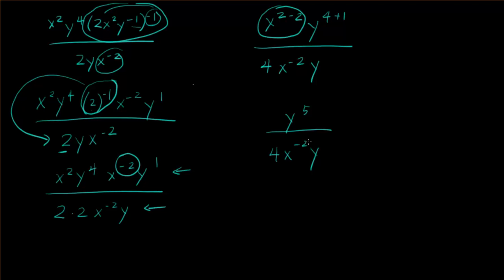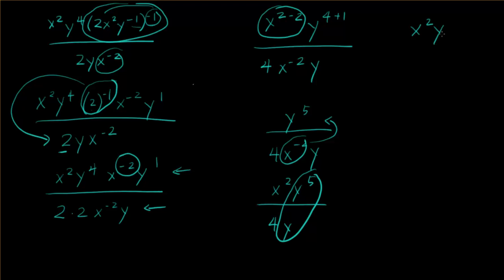Okay, I'm going to move this up now. So it becomes x to the 2nd, y to the 5th, over 4y. Let's go ahead and simplify the y's. And so we get x to the 2, y to the 4th, 5 minus 1, and over 4. And that's our final answer.